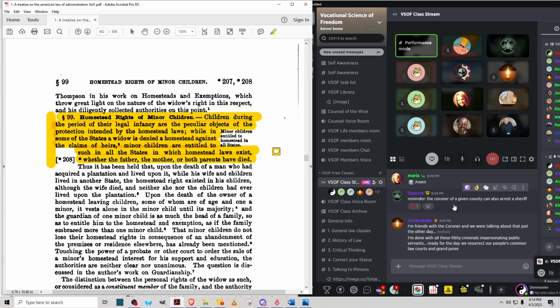Maura says, I'm friends with the coroner, and we were talking about that just the other day. Oh yeah, arresting the sheriff. Yeah, well, there you go. It's important for them to understand that they can do that.